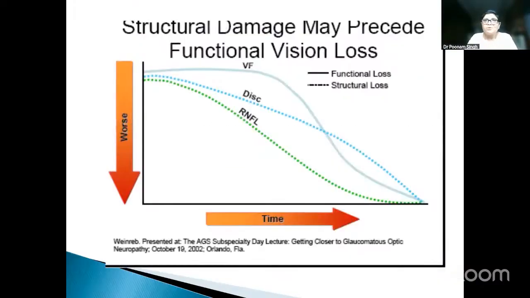There are two types of changes happening in glaucoma. One is the structural damage at the level of the retinal nerve fiber layer, and it causes the functional damage which we see in the form of visual field changes. It is rightly said that when we see visual field changes in glaucoma, almost 60% of the damage is already there.